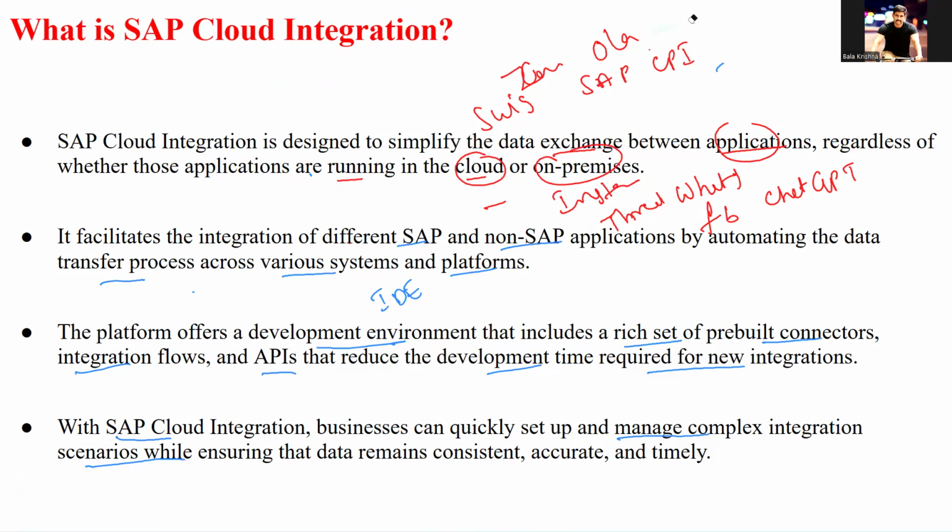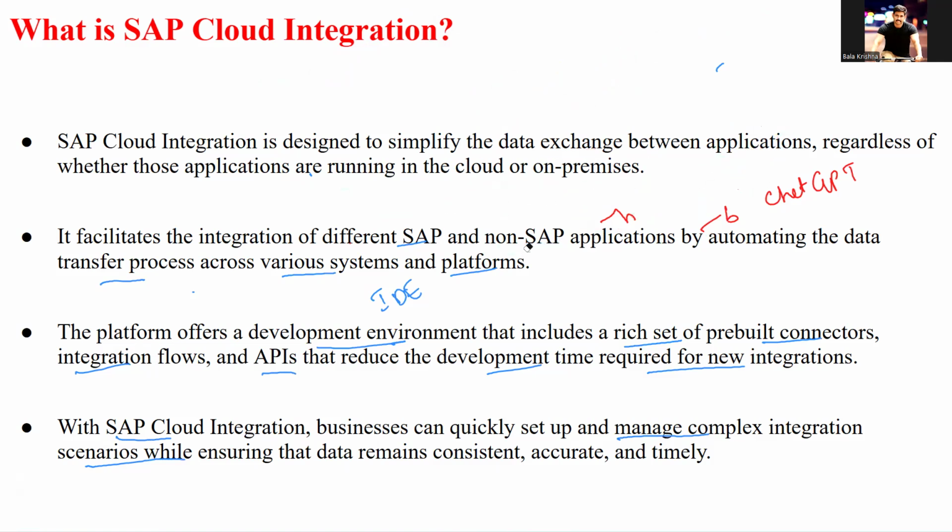Now what is the importance of SAP CPI? It is to exchange information between applications, regardless of whether these applications are running in the cloud or on premises. This is the importance of SAP CPI. Whether SAP or non-SAP applications, pre-built connectors, APIs, and integration flows are required to reduce the time for new integrations. This is the importance of SAP Cloud Integration.